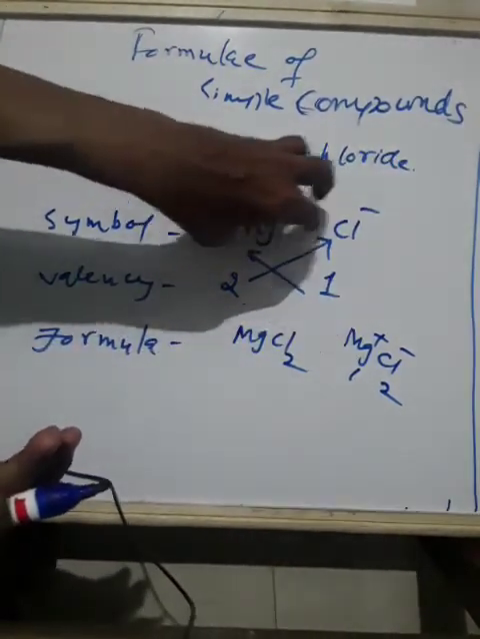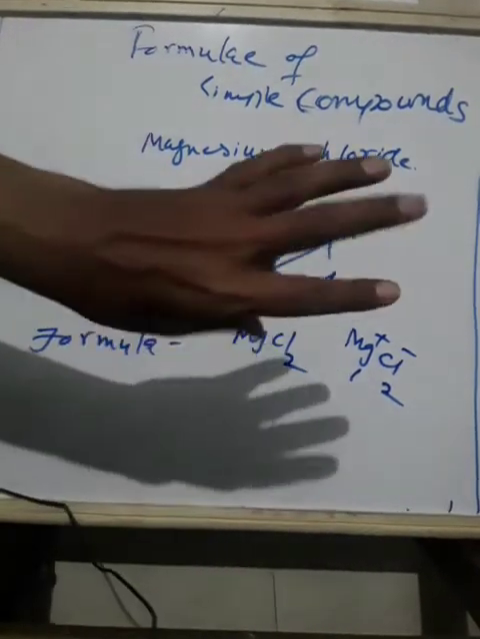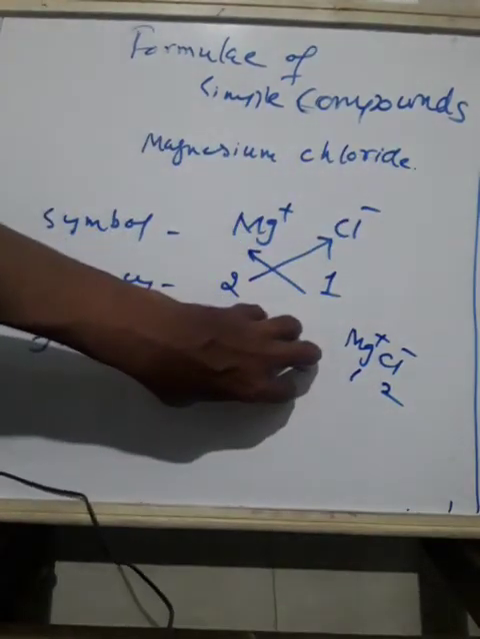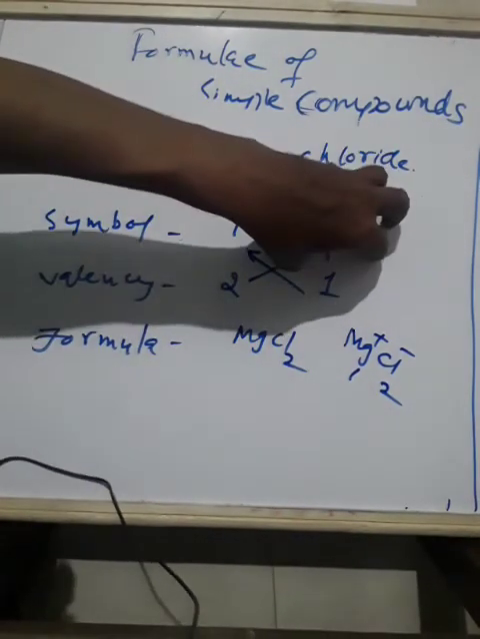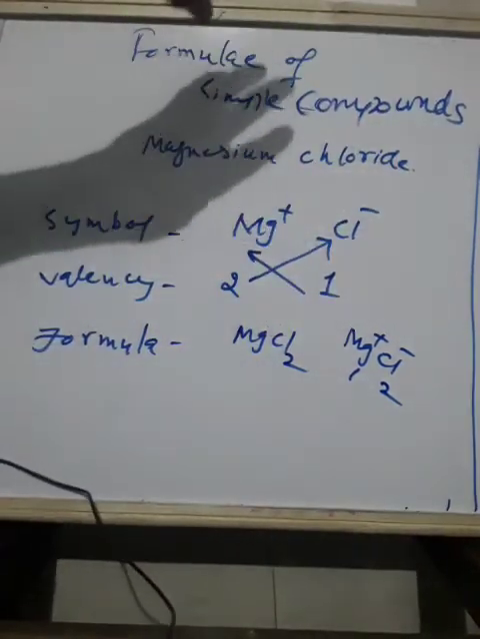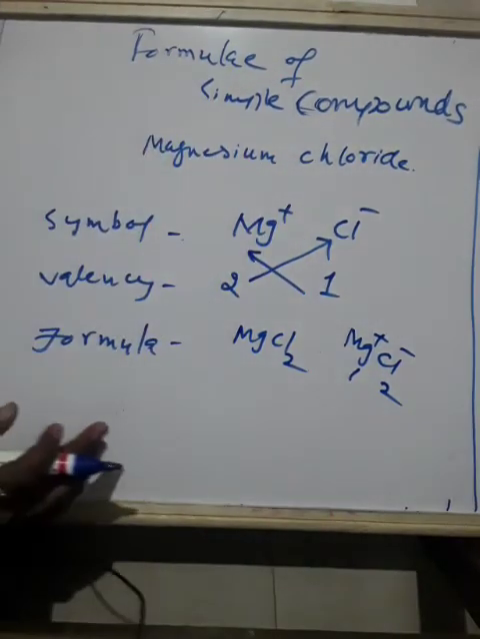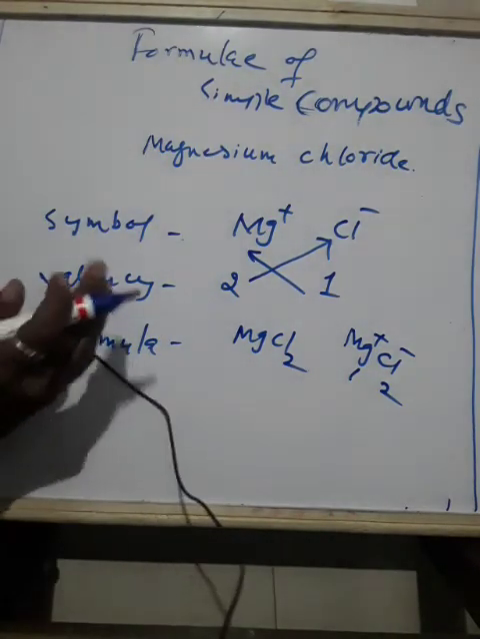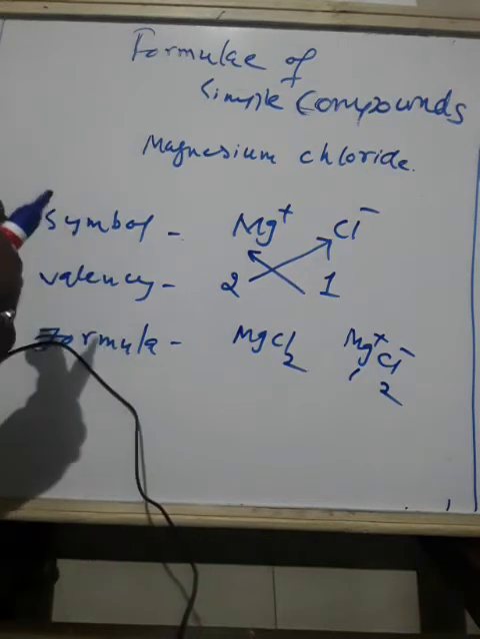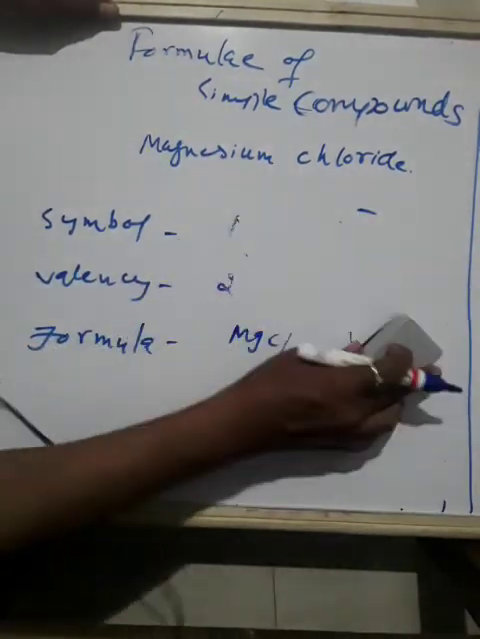When these both are reactive, they react and form a compound which is neutral, meaning ions are stronger than compounds. Ions are stronger or highly reactive than atoms. So two ions combine and form a compound. Okay. Now, again, we will write a formula.